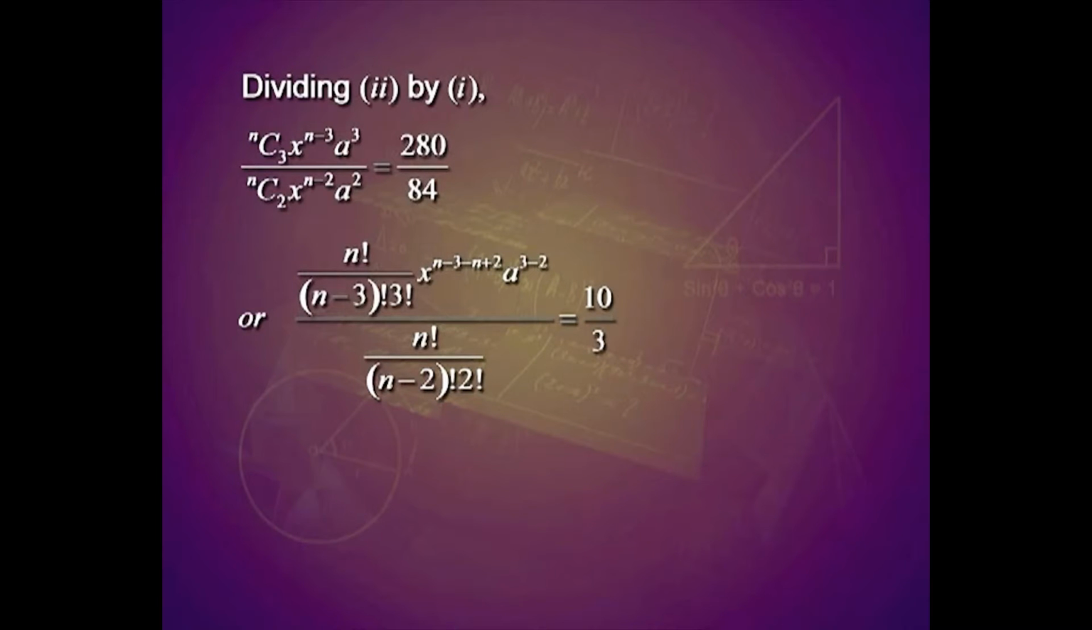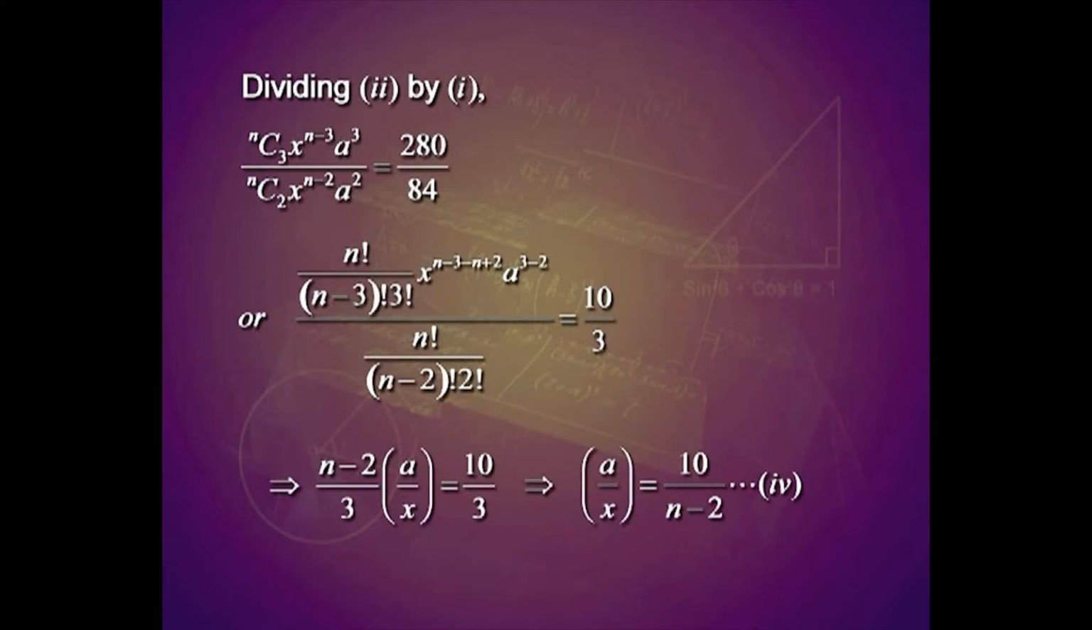Again, using the idea that between n minus 3 factorial and n minus 2 factorial, n minus 2 factorial is larger, I expand n minus 2 factorial and it would simplify the entire left hand side to be the same as n minus 2 by 3 times a by x is equal to 10 by 3. From here, I write the value of a by x. A by x is the same as 10 by n minus 2.